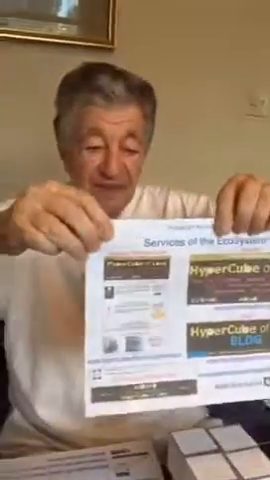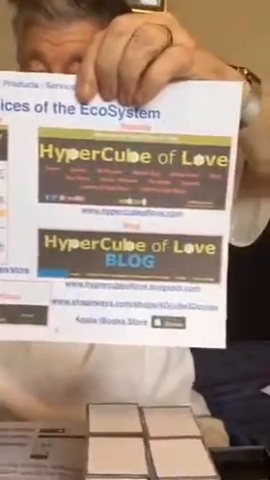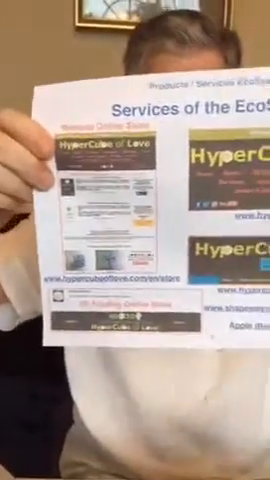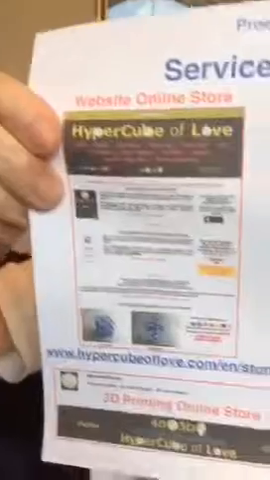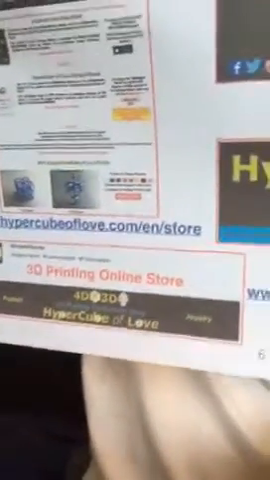That was the future product. Now we have some services that already exist for our ecosystem. We have a website, and you will have access to it. We have an online store on the website. We have a blog also, and we have a store where you can find this 3D printed product.